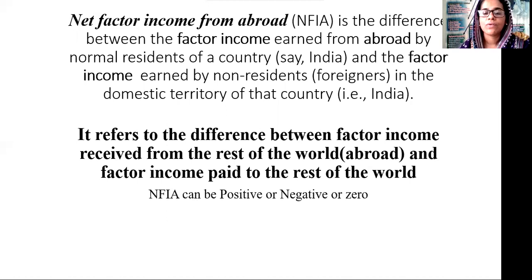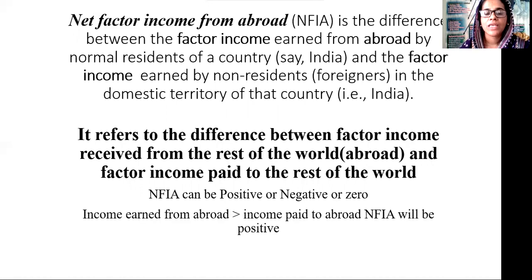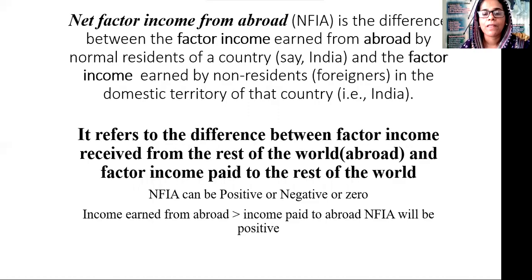NFIA can be positive, negative, or zero. When can NFIA be positive? When the income earned from abroad is greater than income paid to abroad, NFIA will be positive. When will it be negative? When the income earned from abroad is less than income paid, then it will be negative. Likewise, it can be zero when income earned from abroad is equal to income paid to abroad.